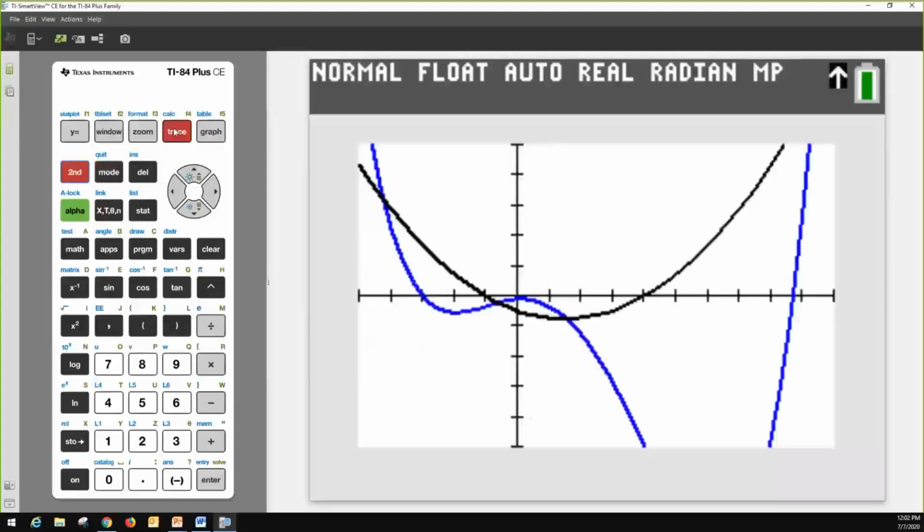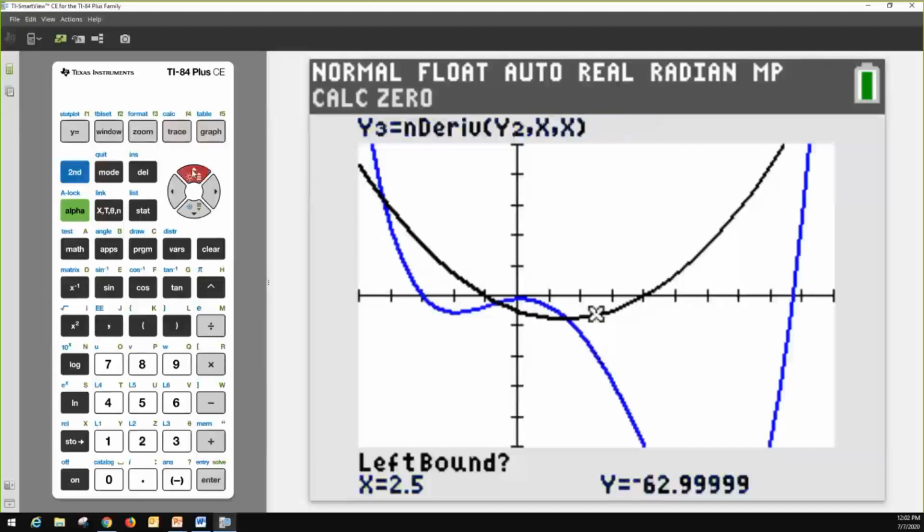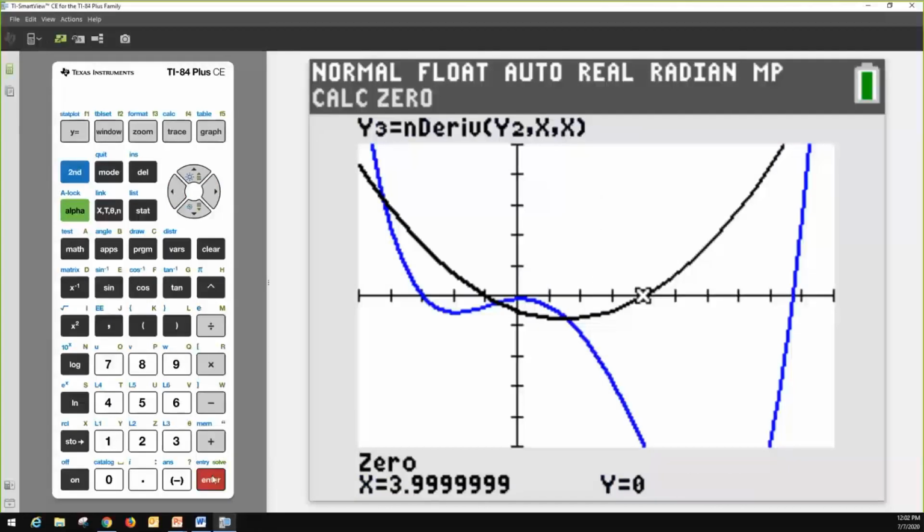I'll go second, calculate, and I want to do the 0, so number 2. And I want to do that for my second derivative. So I'll put the left bound there and the right bound there and have a guess. And it takes a little bit of time because it's calculating the second derivative and trying to solve it equal to 0. And it says it's x equals 3.99999, which I'm pretty confident to say would be x equals 4.